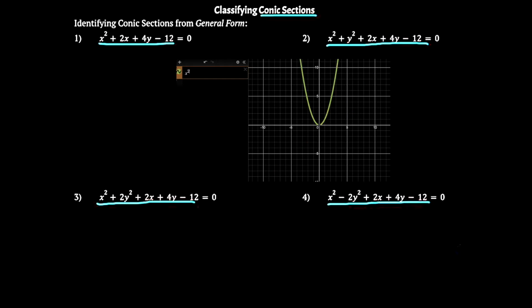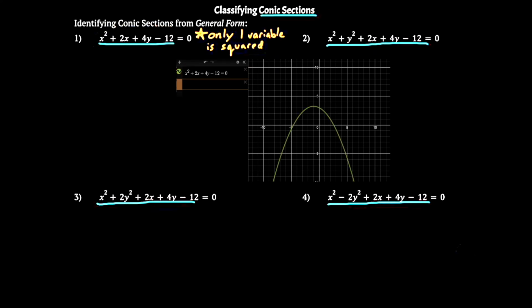So the first one, the main characteristic about it is the fact that there's only one variable being squared. Like we have an x squared, but there's no y squared term. And you've actually seen this type of equation before. Let's actually just rearrange it a little bit. I'm going to solve this for y.